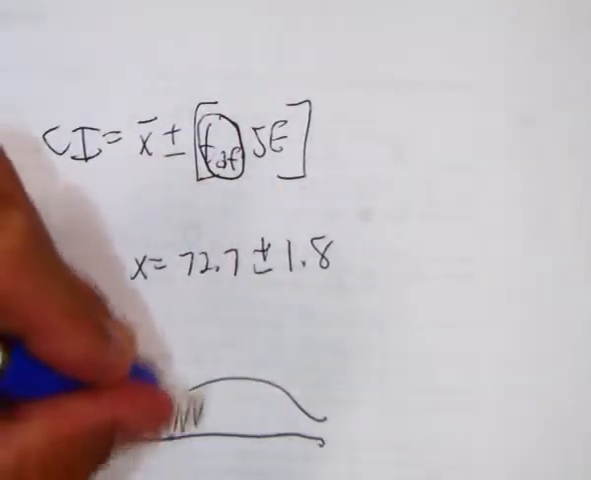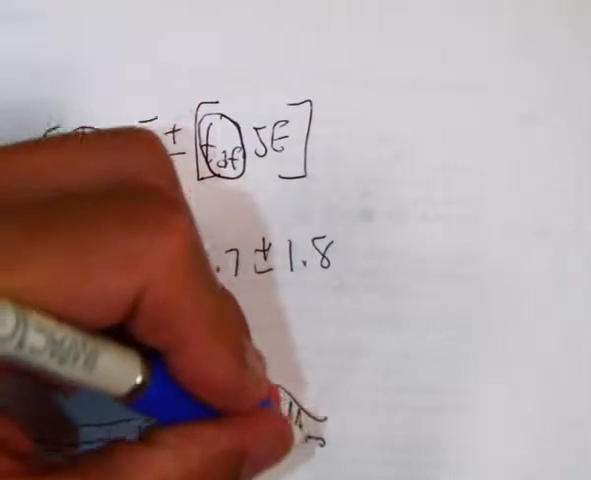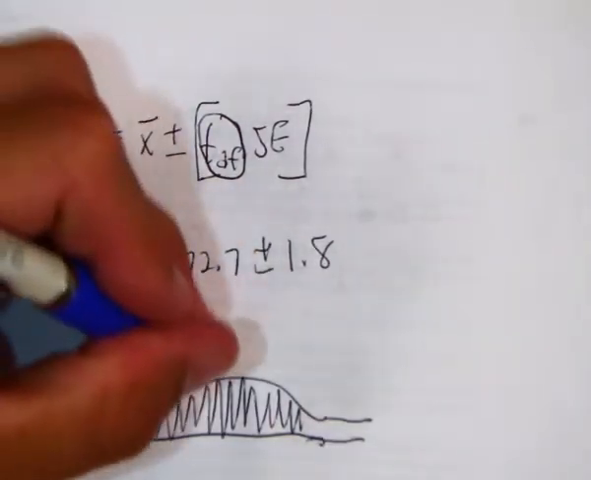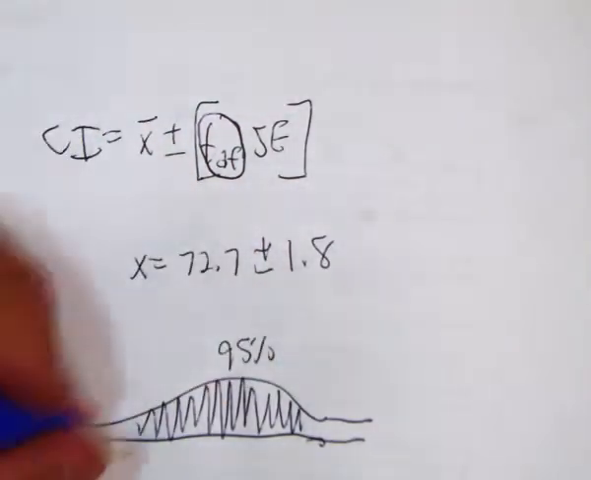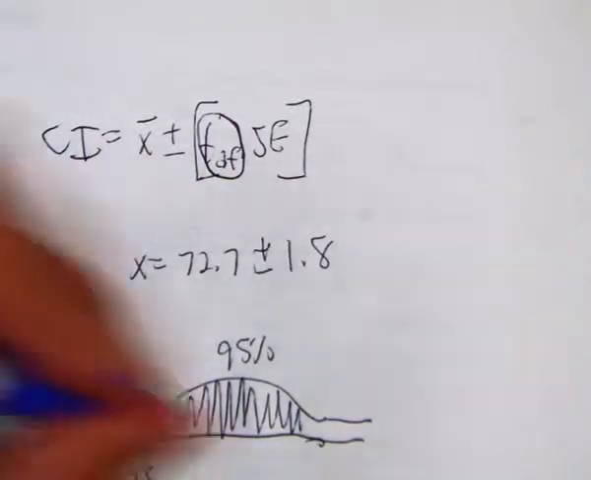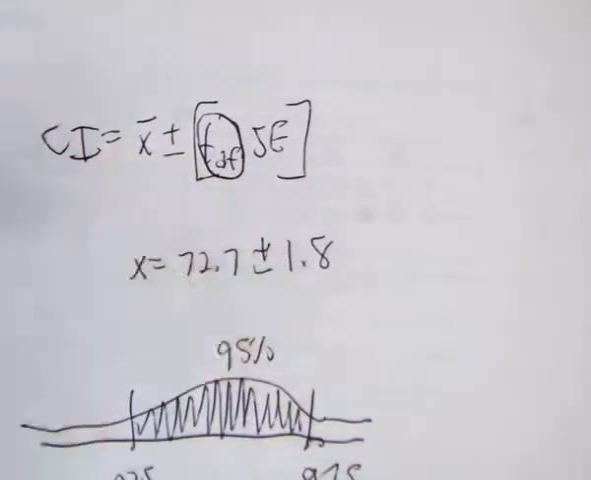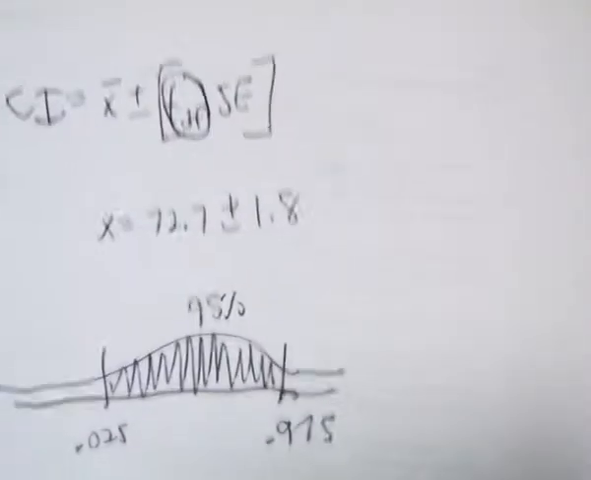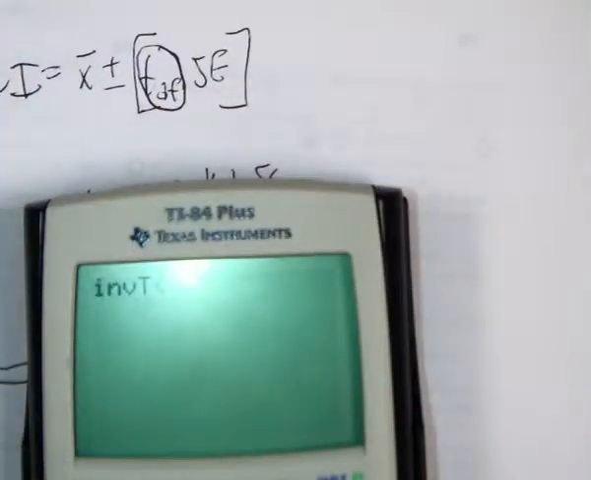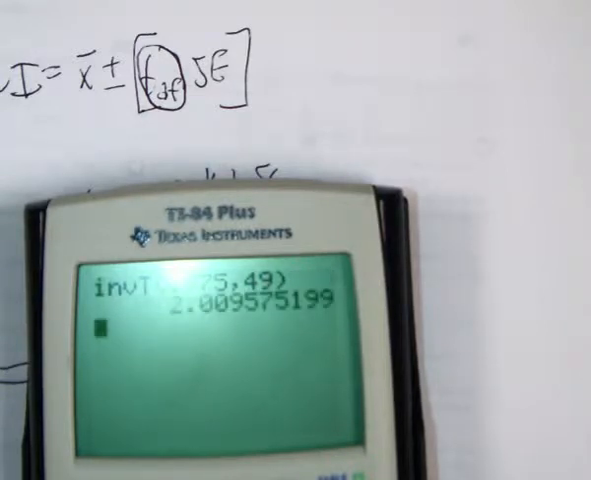We're going to shade, I know it's not symmetric, but that's okay, we're going to shade the middle 95%. So this is 0.025 and this ends at 0.975. So if we did inverse t of 0.975 with 49 degrees of freedom, then our t value is about 2.01.